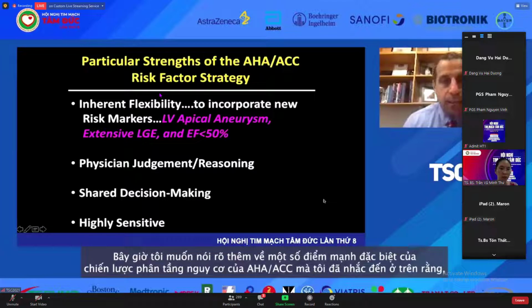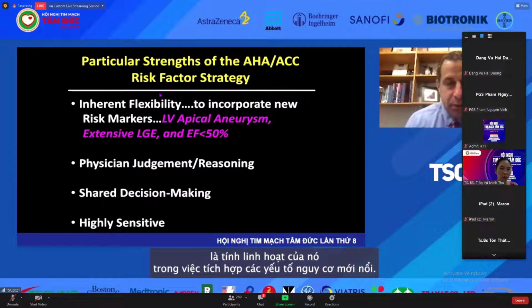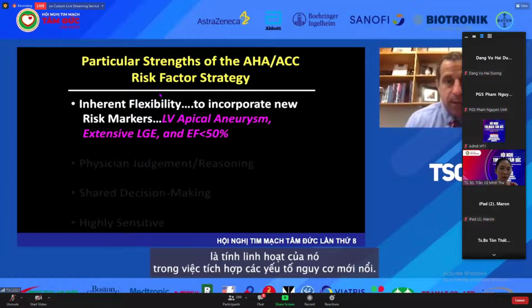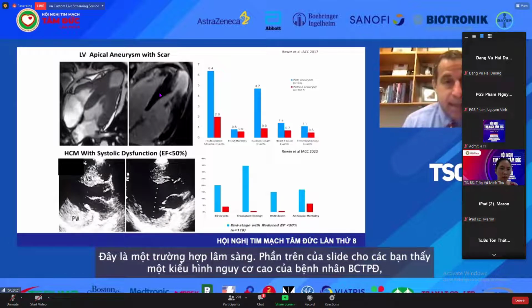Now, I want to talk a little bit more about some of the particular strengths of the AHA-ACC risk factor strategy, and I alluded to one just a minute ago, which was its flexibility to incorporate new risk markers that emerge. And that, in fact, has been the case.